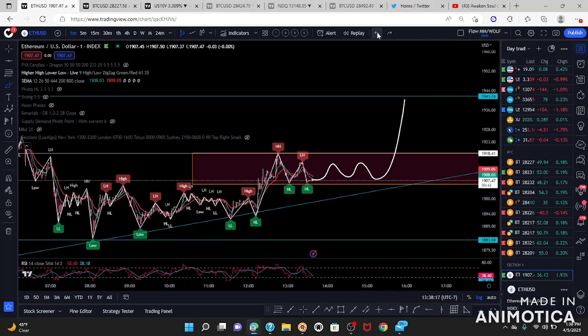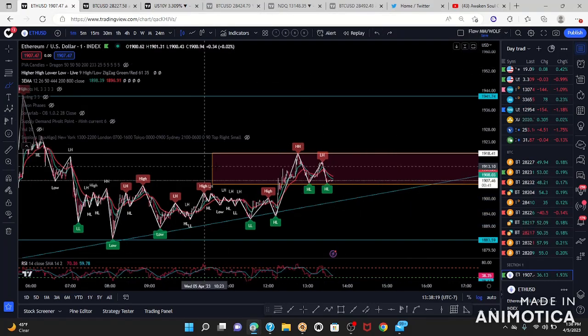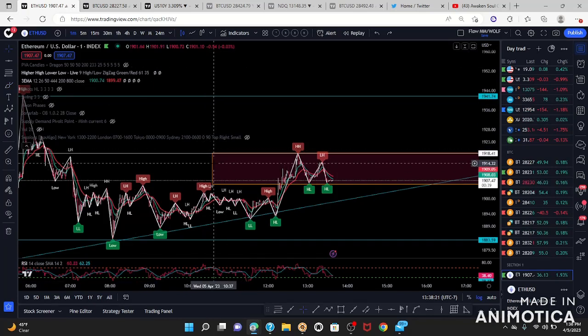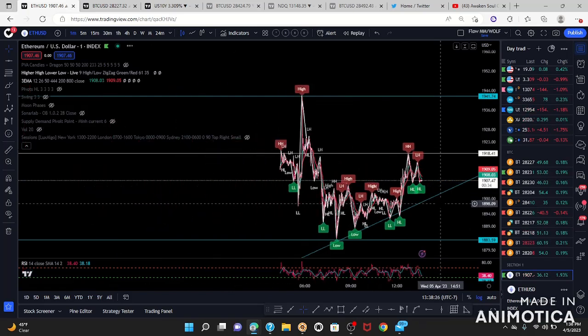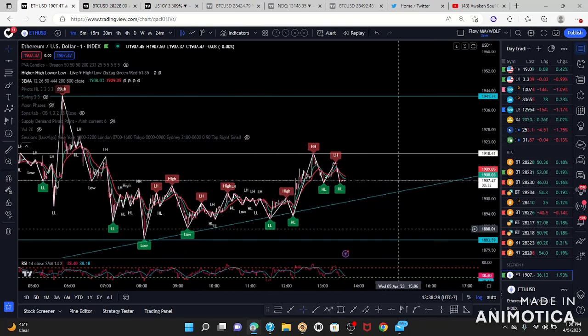Either it's going to break up to the upside, or it's going to come to the downside. Simple as that. Right now it looks like, based on all the TA, it's a little bit bullish. So I'll take that into consideration.